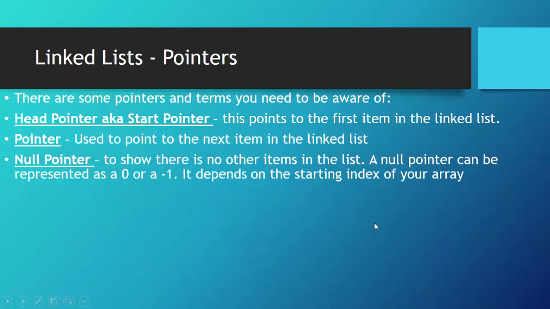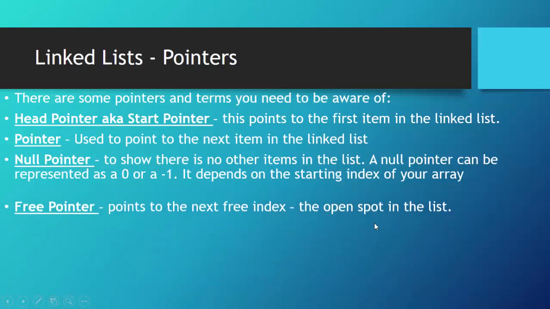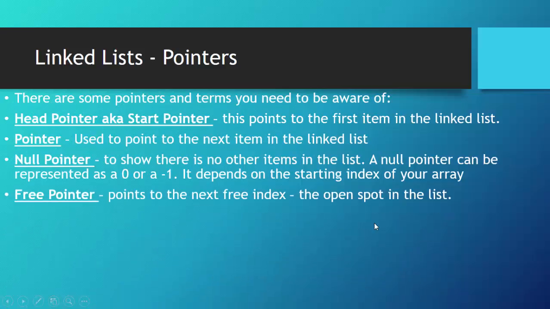We have what's called a null pointer. Now, this is to show there's no other items in the list. Now, a null pointer in programming can be represented as a 0 or a -1. It depends on the starting index of your array. If you omit index 0, then you will be using 0 as your null pointer. If you include index 0, you would use -1 as your null pointer, and you'll see why later today. And then free pointer. It points to the next free index, the open spot in the list, to make sure we can add an item.